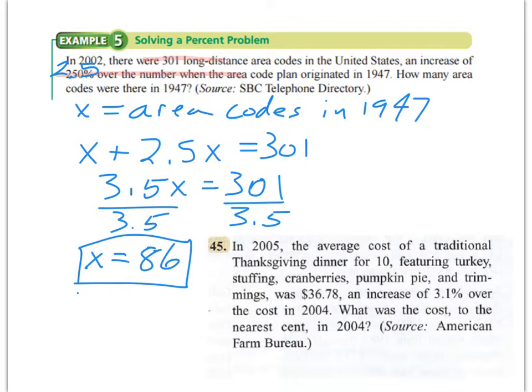Again, same sort of problem for 45. You can go ahead and try that one, and while you're working on that one, just pause. Then when you resume, I'll go ahead and go through that one as well.